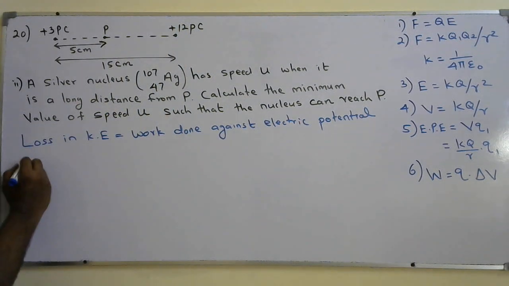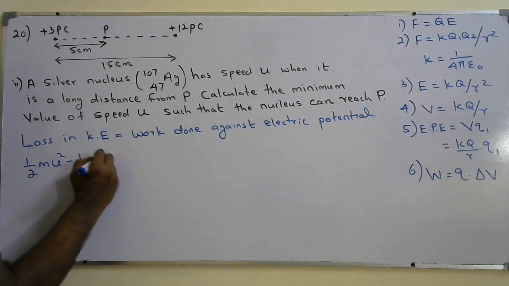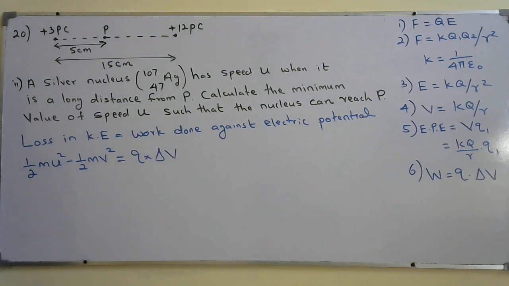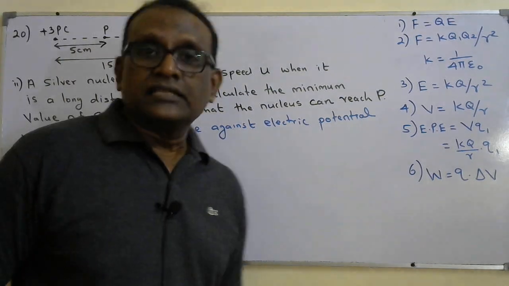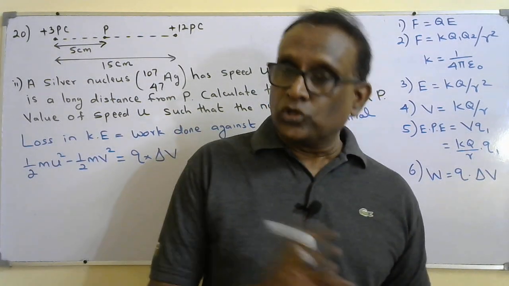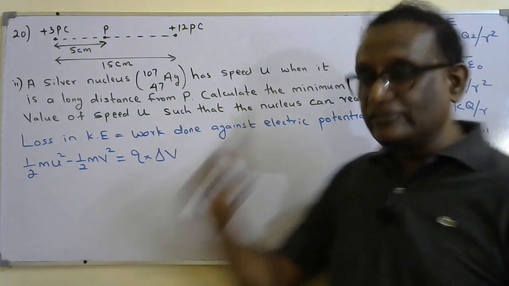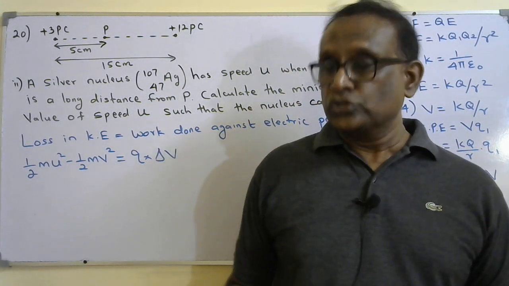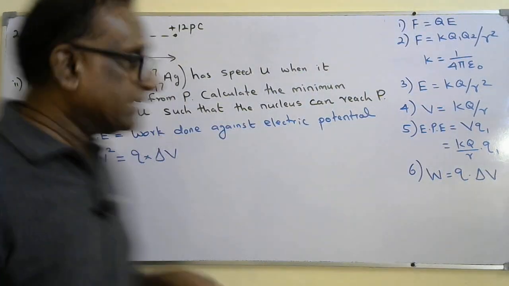So loss in kinetic energy, initially half m u squared minus half m v squared, is equal to Q times delta V. Okay, so we'll substitute it. So mass of the silver nucleus we can find, 107. That's the total nucleons. The mass of the silver nucleus is not given, we can calculate it. We know mass of proton is almost equal to mass of neutron. Mass of proton given in the data sheet is 1.66 times 10 to the power minus 27 kilogram.